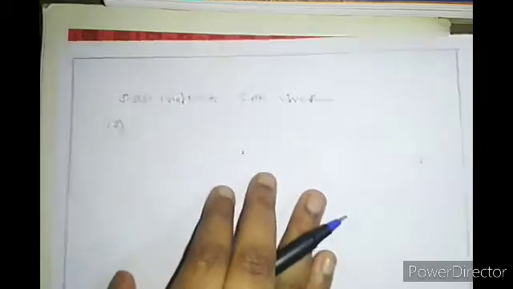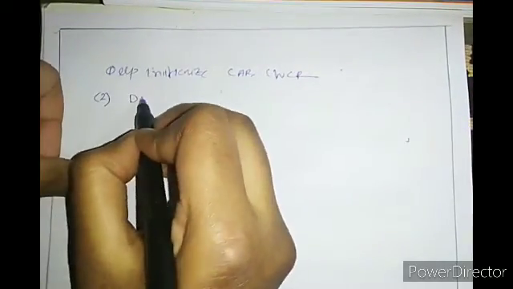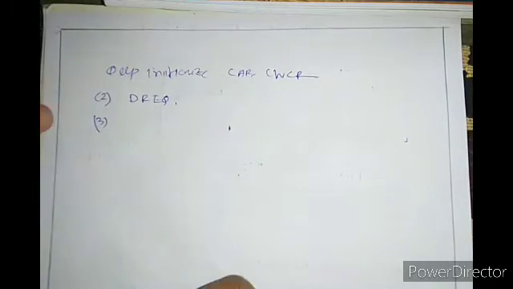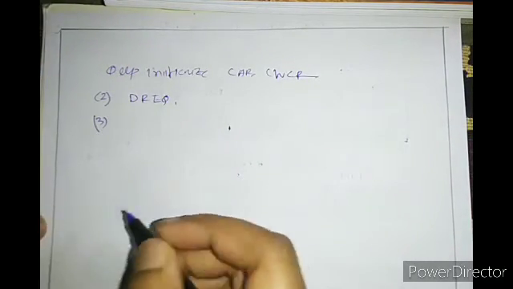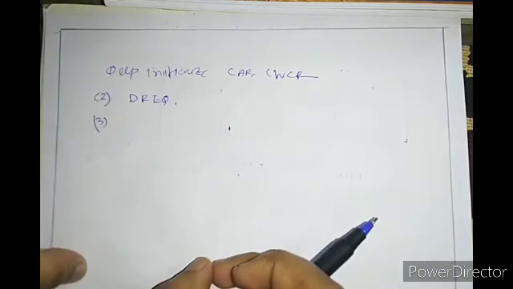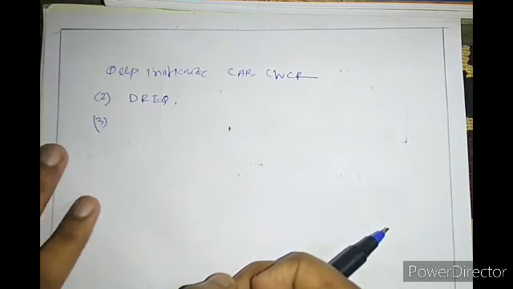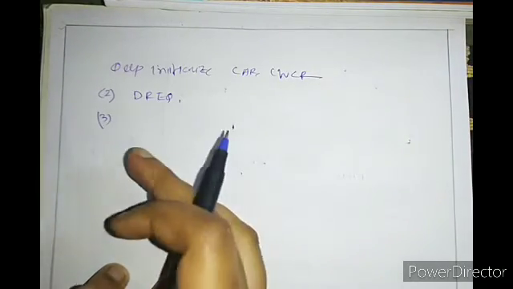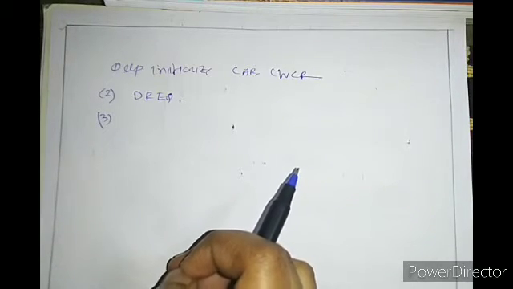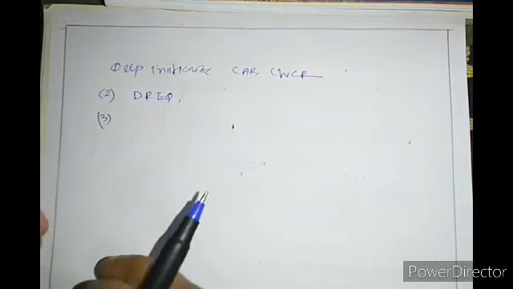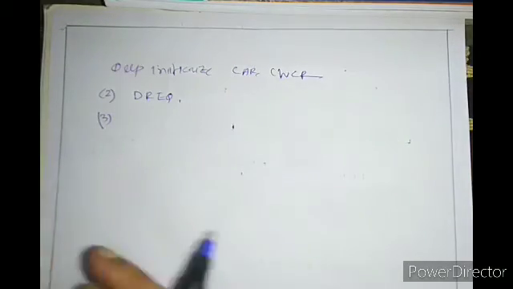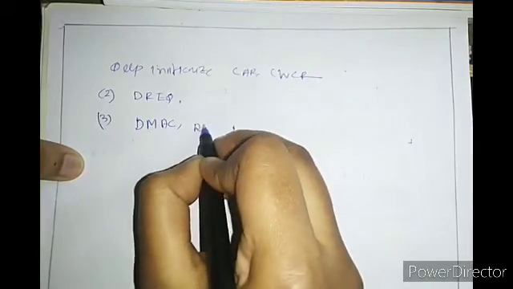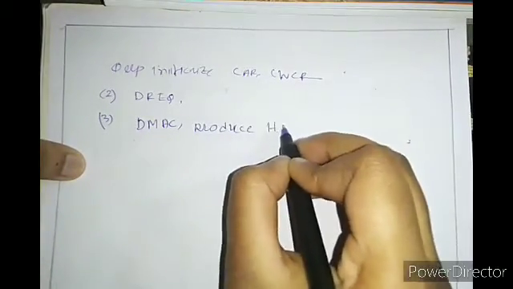Third, I'm just writing this in order to help you in your exams, okay? Third, now my DMAC is ready for DMA. So DMAC will give a signal to MUP that you should finish your current task and then help me do my DMA. So DMAC will now produce the hold signal.